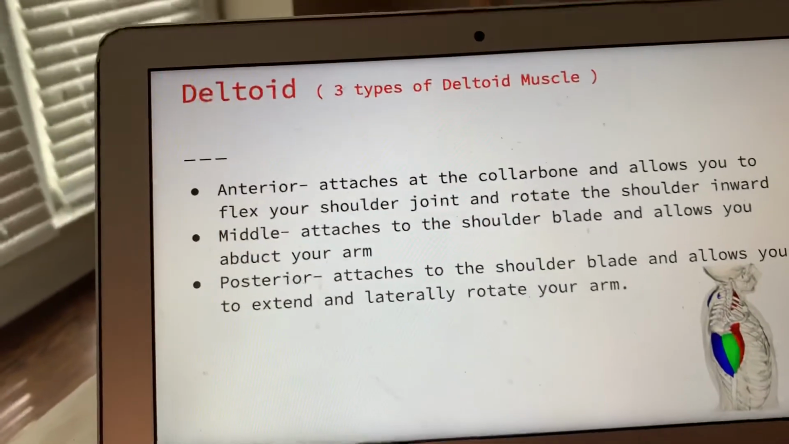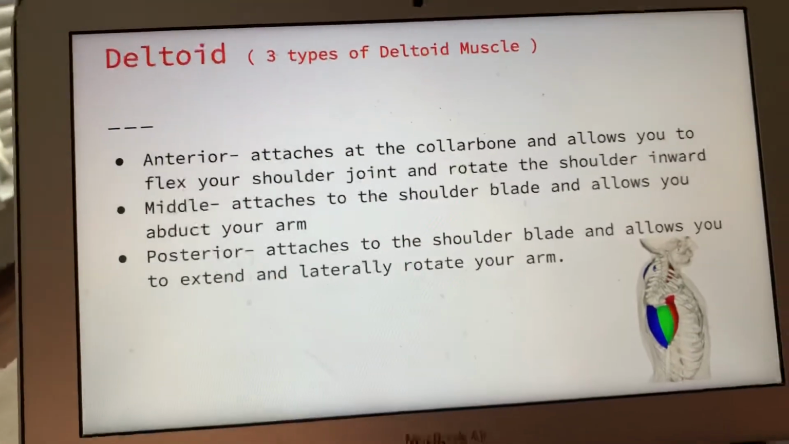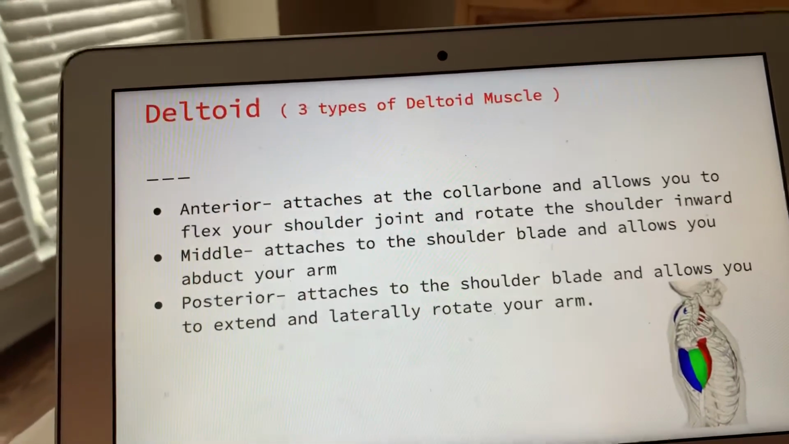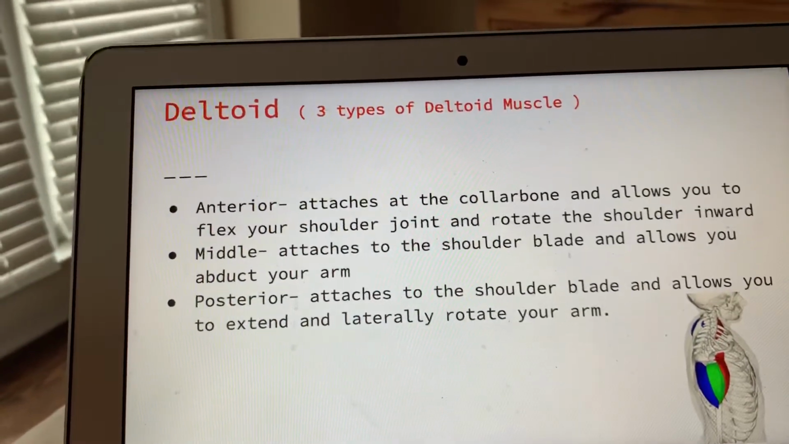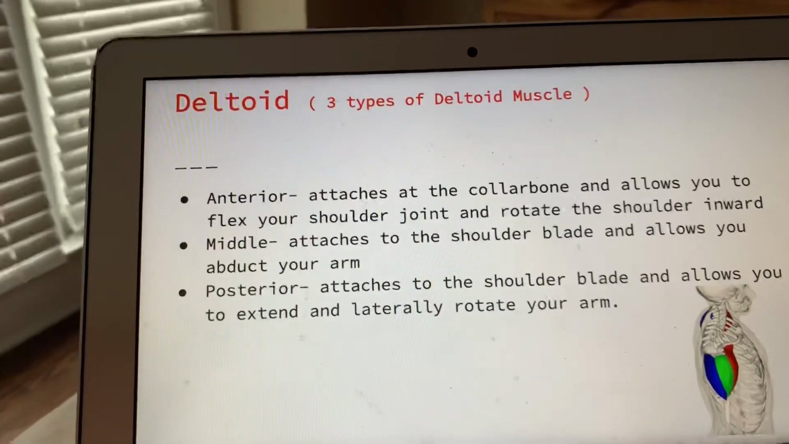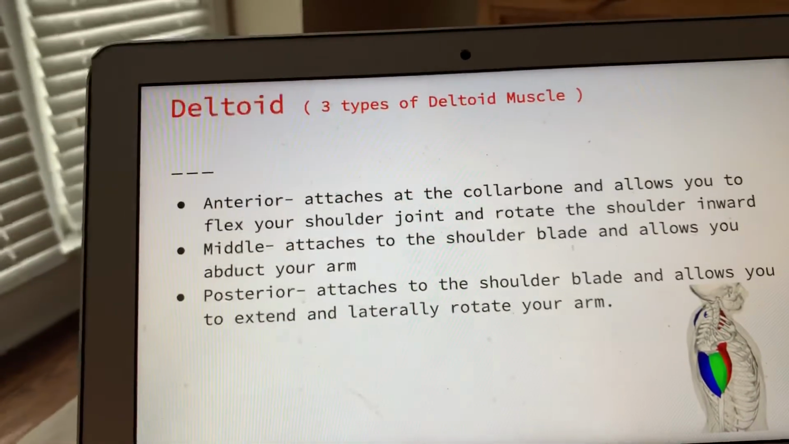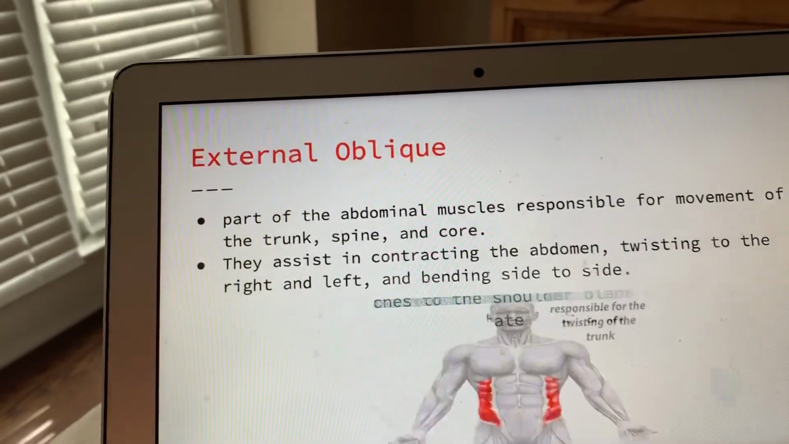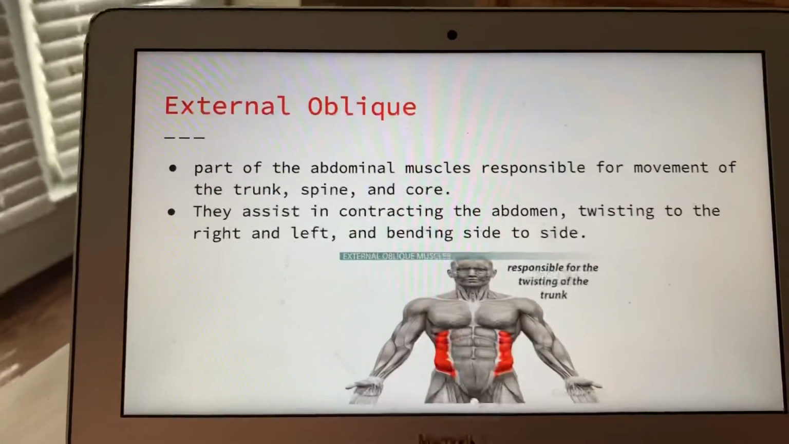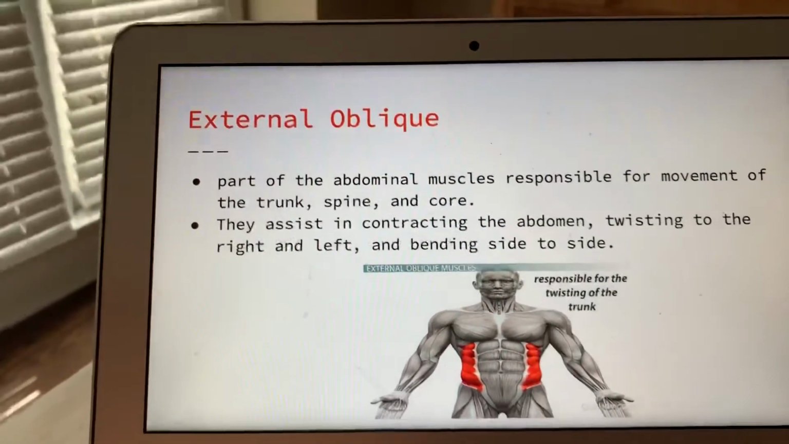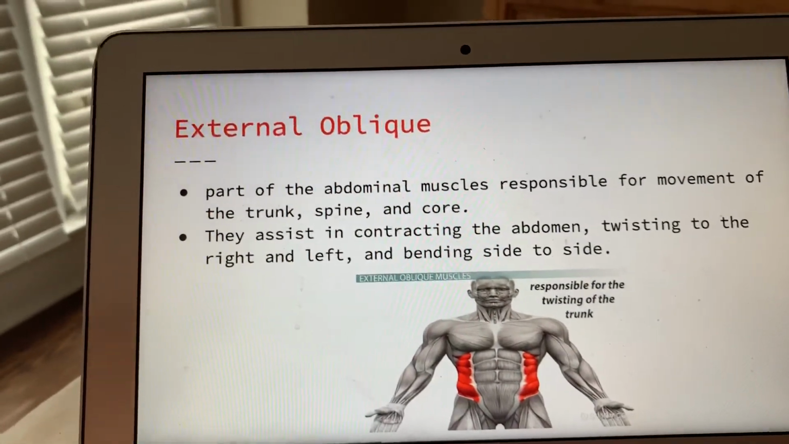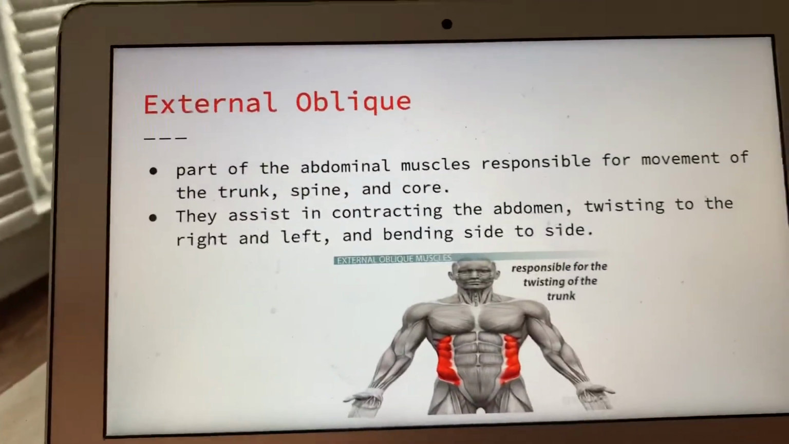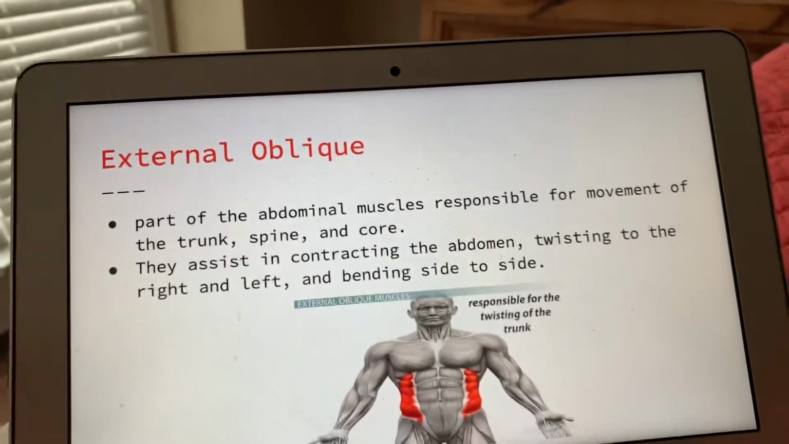There's the anterior, which attaches at the collarbone and allows you to flex your shoulder joint and rotate the shoulder inward. The middle attaches to the shoulder blade and allows you to abduct your arm. And the posterior attaches to your shoulder blade and allows you to extend and laterally rotate your arm. The external oblique assists in contracting the abdomen by twisting to the left and right and bending to the side. They're responsible for the movement of the trunk, spine, and core.